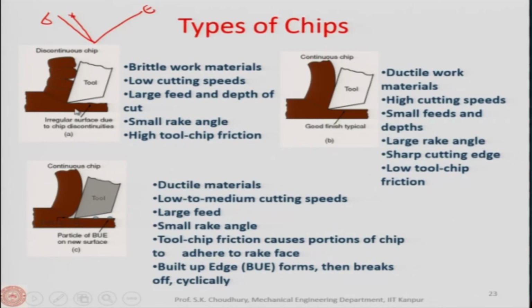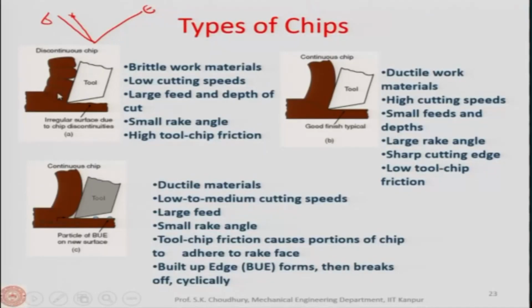Now, the disadvantage of the discontinuous chips is that each time the chip breaks, it gives a kind of impulse. So there could be a fluctuation in the cutting force, and that can leave a kind of feed mark on the already machined surface. So, this is a disadvantage when discontinuous chips occur.